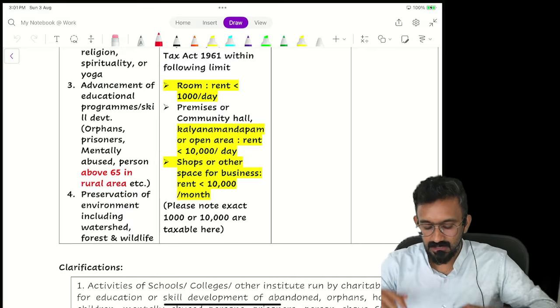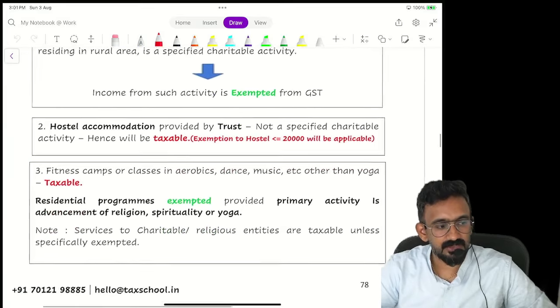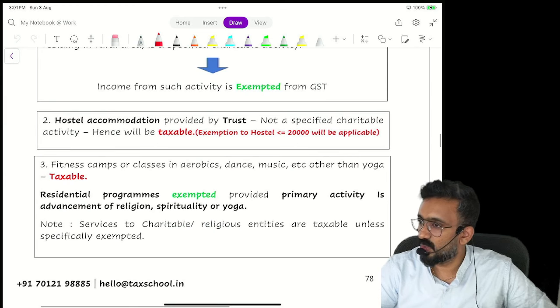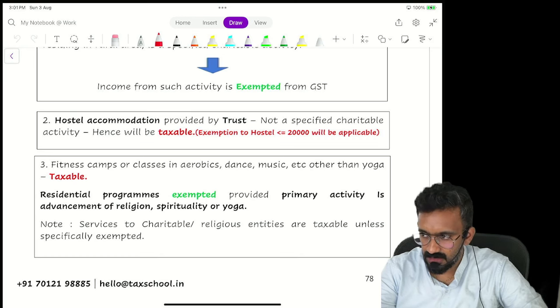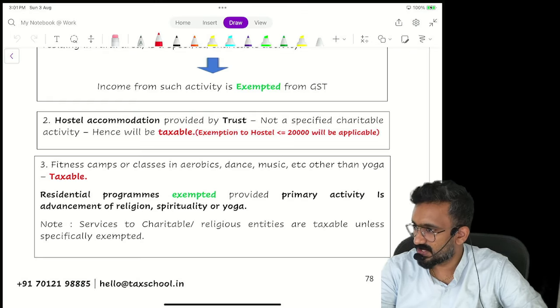Hostel accommodation by a trust. Is it a specified charitable activity? Hostel accommodation? No. What are the 4? Public health, advancement of religion, spirituality, yoga. Number 3, education, advancement of education and skill, and preservation of environment. Is hostel there? No. But hostel has another exemption.